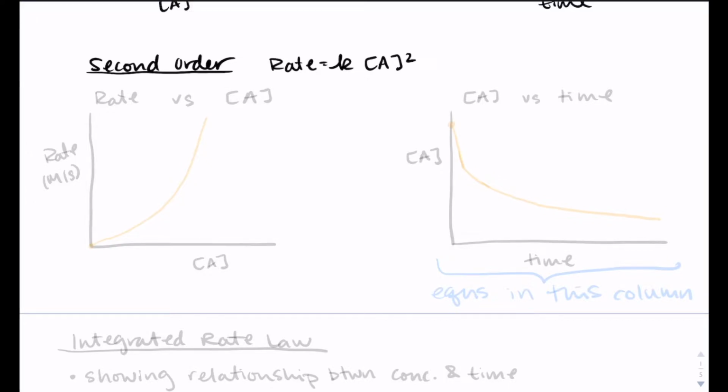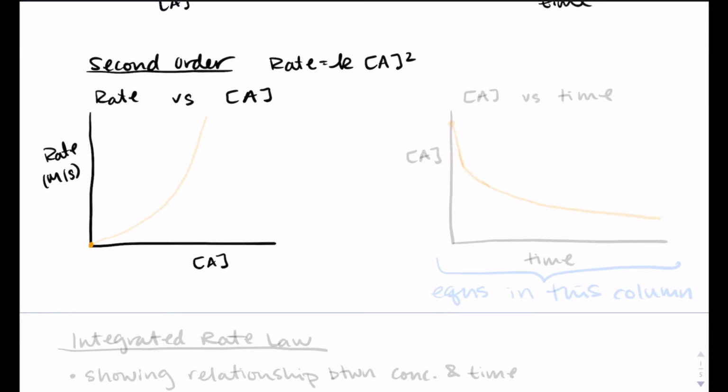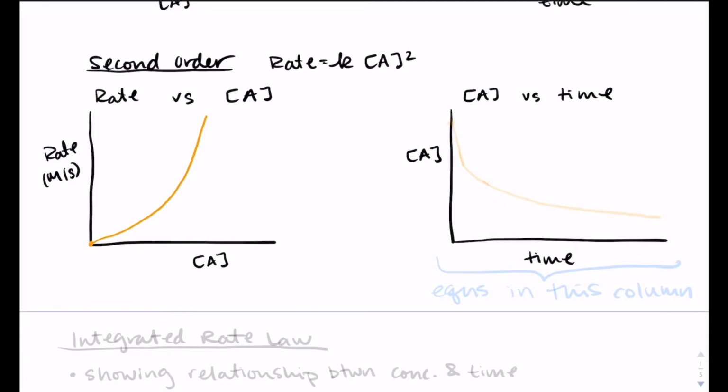For a second order dependence, rate equals k times the concentration of A squared. Now I have an x squared dependence. So the increase in concentration will have a more drastic effect on the rate. This translates to, when we look at concentration of A versus time, the concentration of A going down having a bigger effect on the rate. So we still get this tapering off effect, but it's much more pronounced.